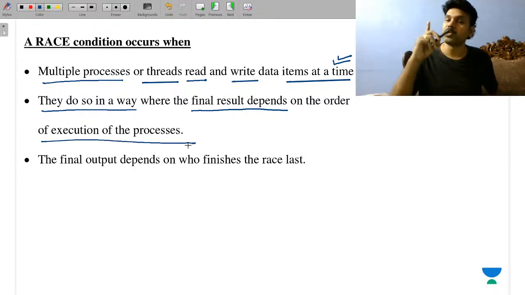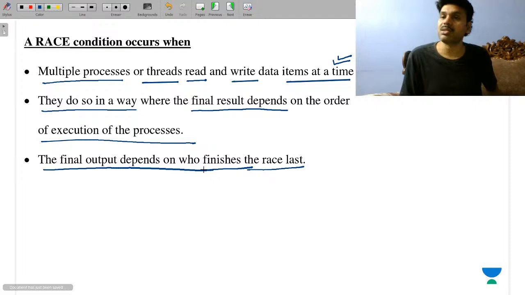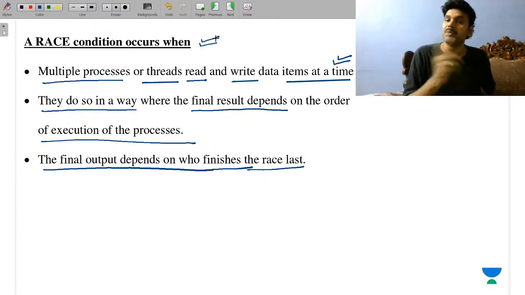Who is mainly responsible for the final output? The guy who finishes the race at last. Please understand, the final output depends on who finishes the race at last. He has the ultimate responsibility to provide your output. So that's the meaning of race condition. The remaining values are going to be in the buffer only, but at last whoever executed last is the main one responsible to finish off the execution.